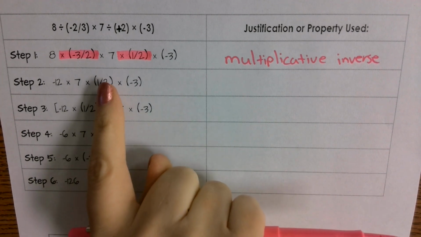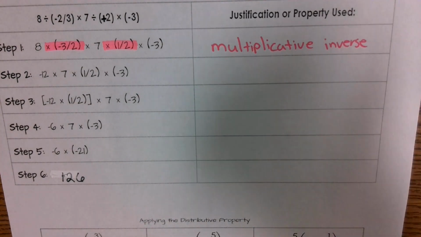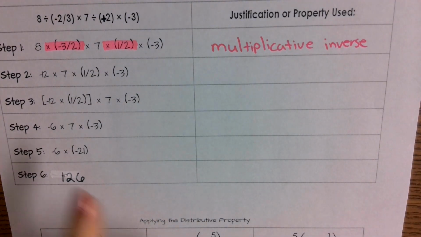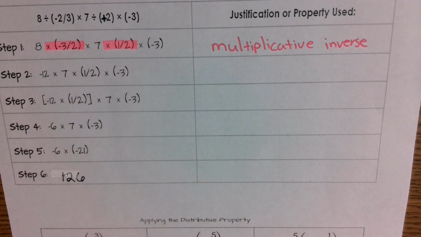Okay, so I want you guys to finish off the rest of this. You're going to highlight where you see a change, where something is different, and indicate what property you think was utilized to get there. All right, let's go ahead and discuss. So who can tell me what should I be highlighting in step 2? Where did a change occur for step 2?